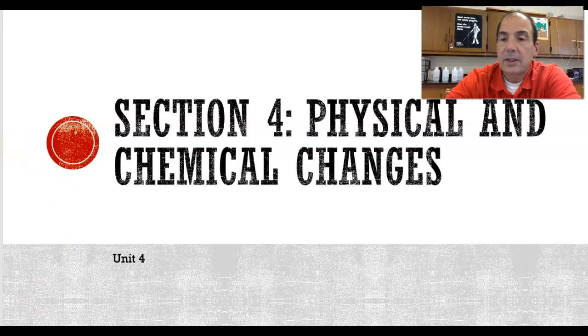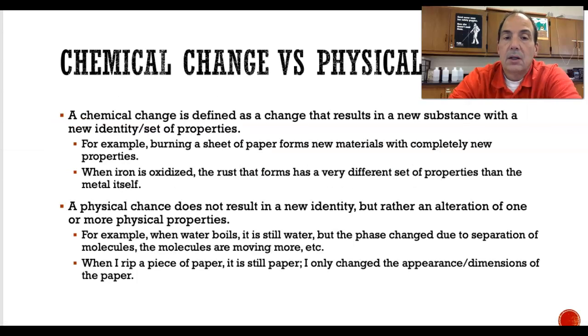All right, so we talked about the idea of physical versus chemical changes already. A chemical change is defined as a change that results in a new substance with a new identity, or you could view it as a new set of properties. So when I burn wood or paper, the material formed has completely different properties than the paper does. When I rust or oxidize iron, the rust that forms is very different than the iron. It's nowhere near as strong. We've gone from a metallic solid to an ionic solid, and we're changing the properties around. So definitely a different set of properties.